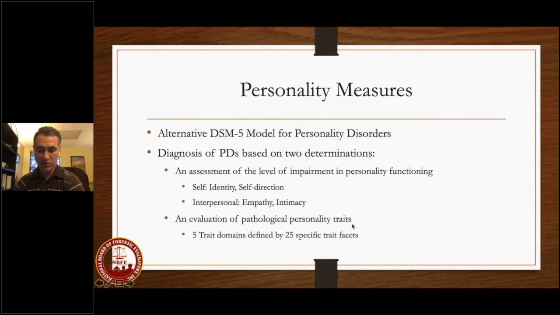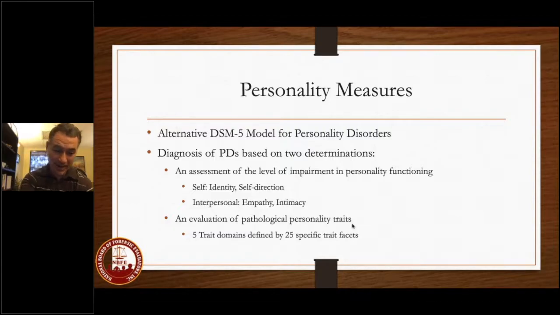Now, the second piece to a diagnosis of a personality disorder using the new model would be an evaluation of pathological personality traits. So they have identified 5 trait domains that are disordered personality that exist universally with human beings, cross-culturally. And those 5 domains are composed of 25 trait facets. I think it's 5 facets per trait domain for a total of 25 trait facets. We can't get into all that today.